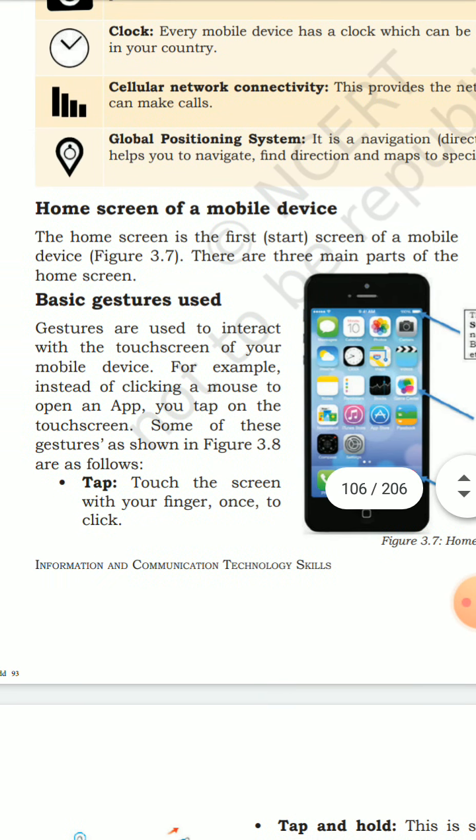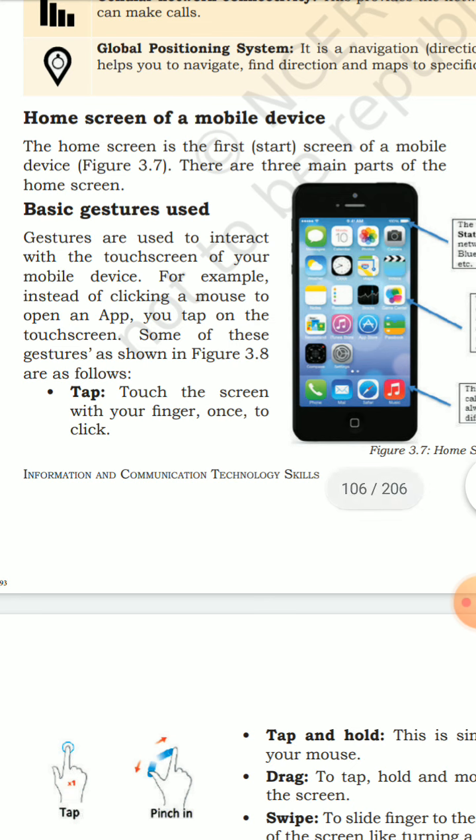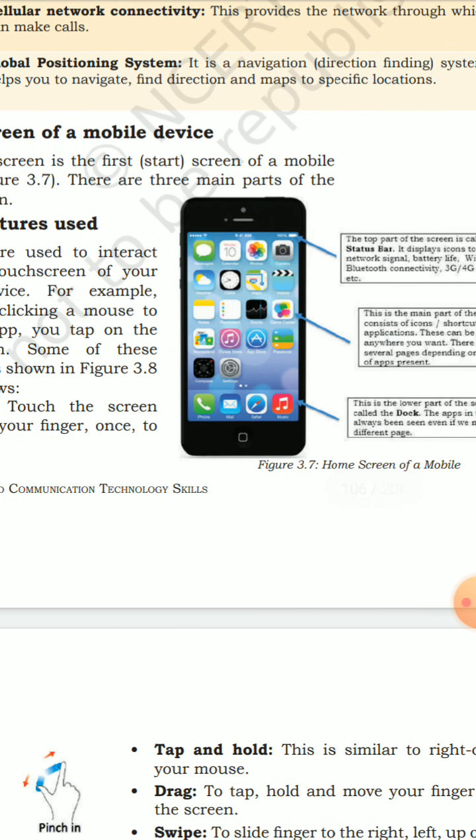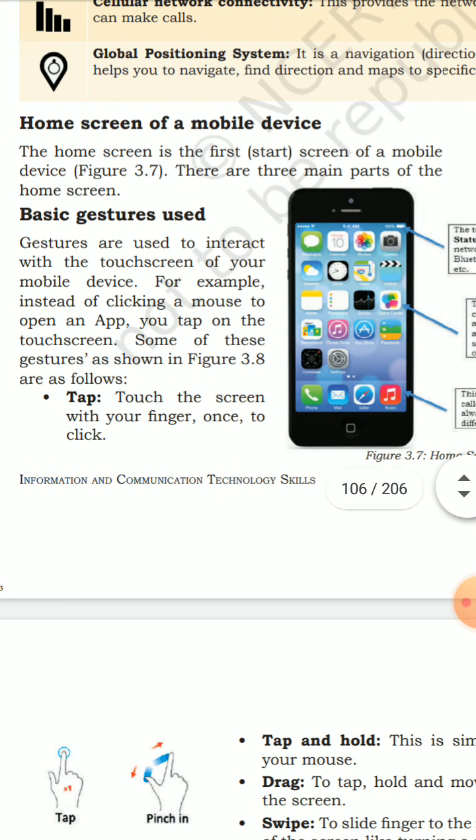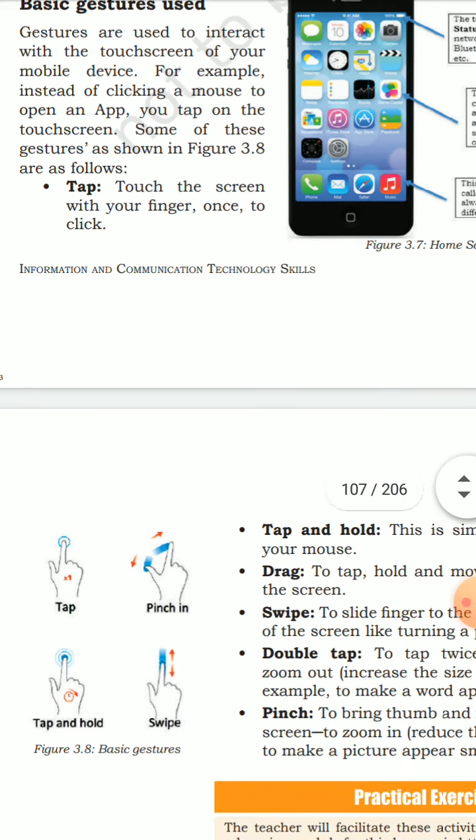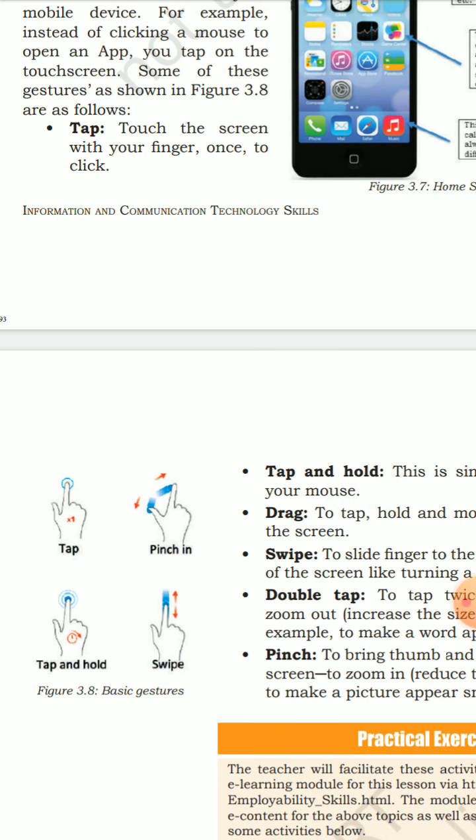Okay. Now the home screen of the mobile phone device. You can see figure number 3 shows the home screen. So, basic gestures and use. Students, first of all we have to understand what gestures are. Gestures are movements of particular fingers on the screen, maybe a tap, maybe a drag, maybe a slide down, whatever. Okay, first we will talk about the basic gesture, that is tap.